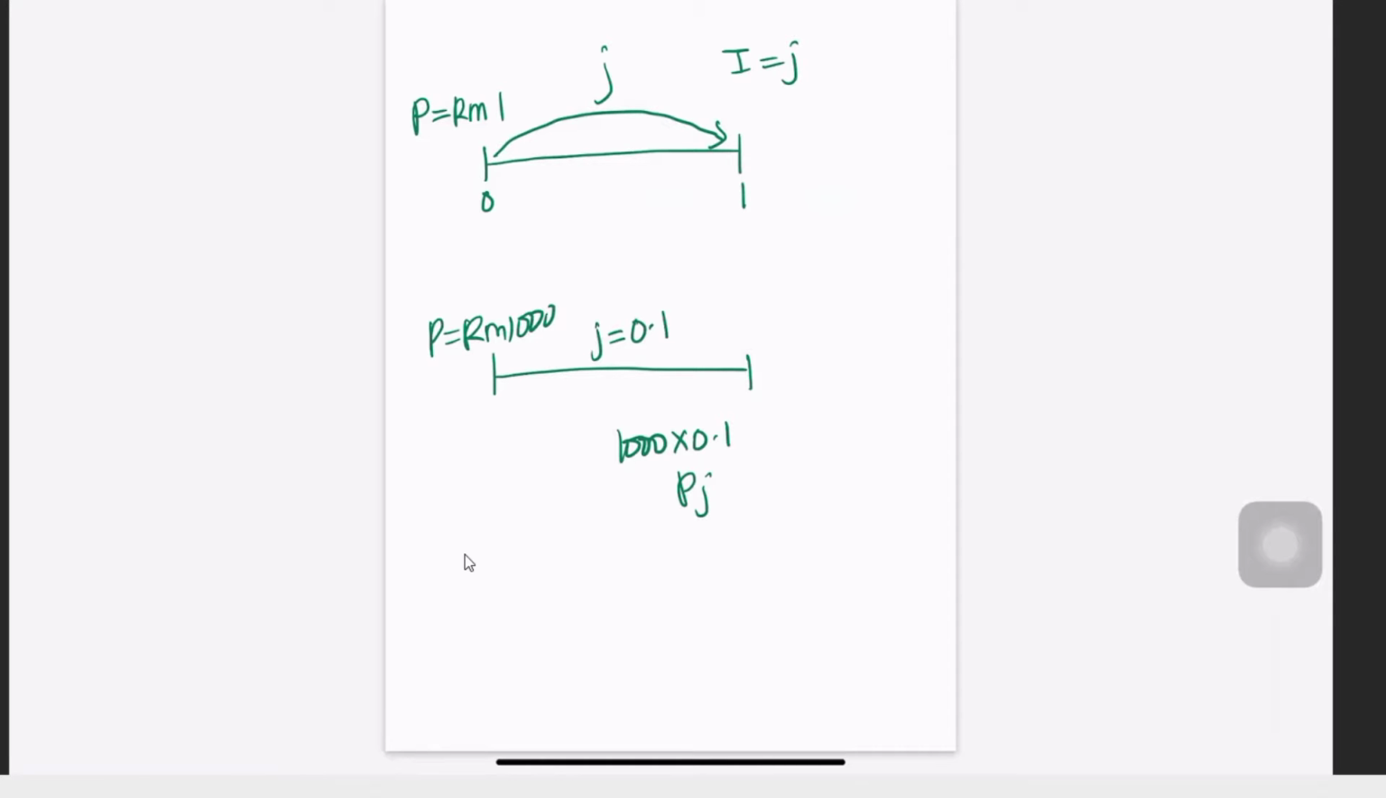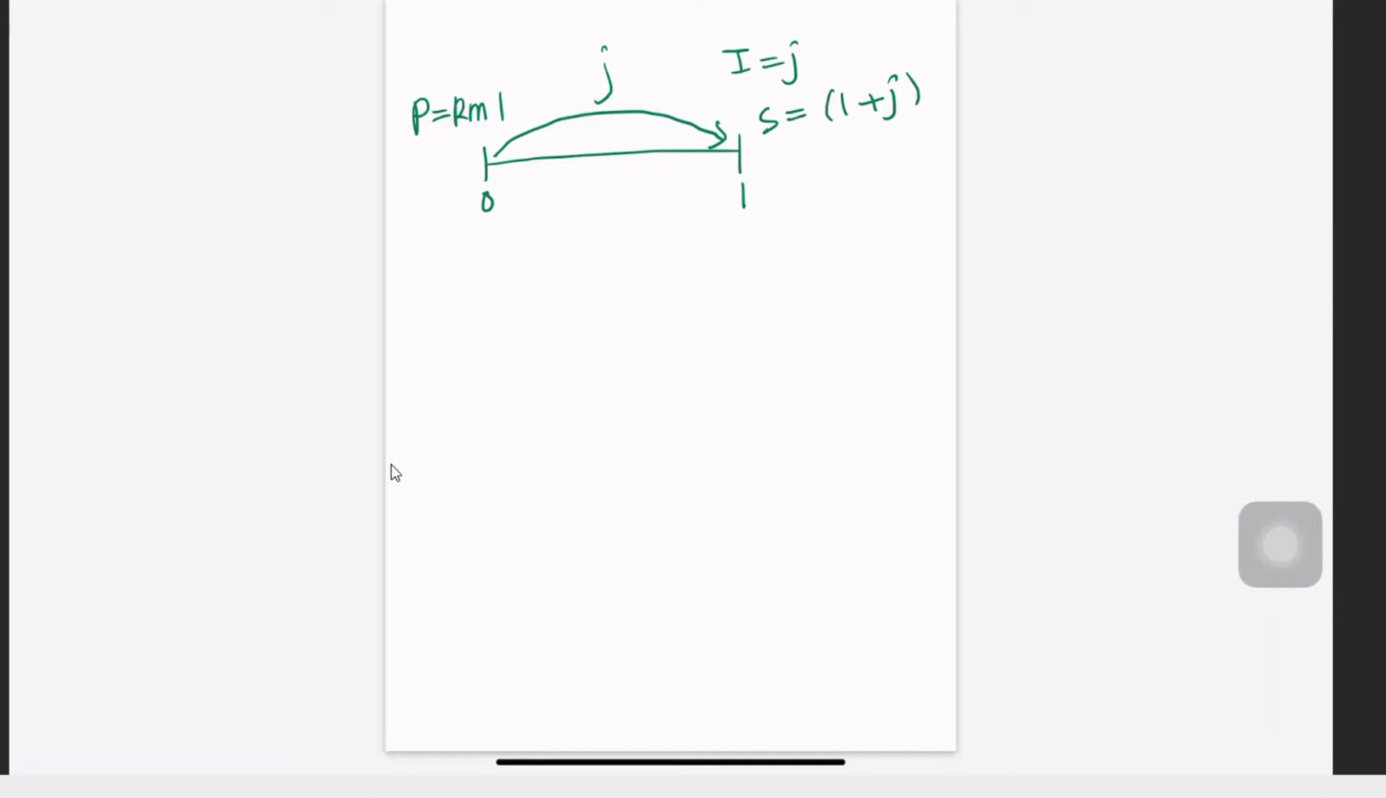Okay. And therefore, the value of your S would be equal to 1 plus J, because this one is P plus I, right? Now your P is 1, and your interest is J. So that's why you would have 1 plus J for this one.